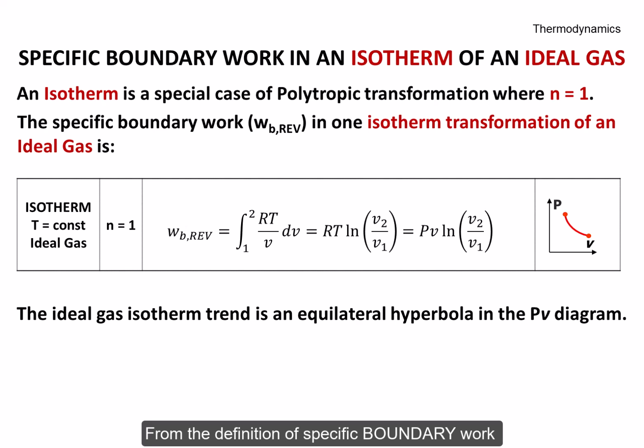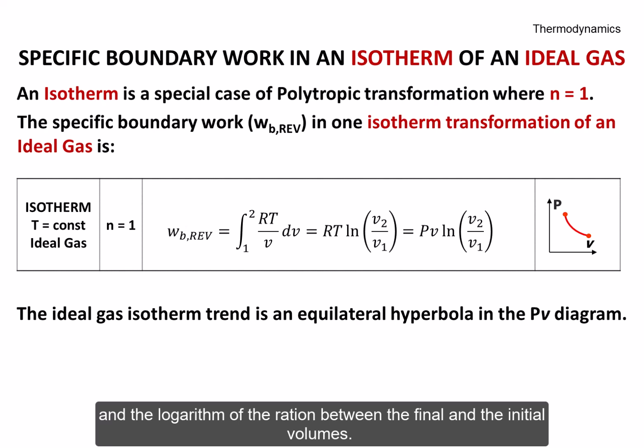From the definition of specific boundary work, and by using the relation P times V is constant, the boundary work in an isotherm transformation depends on the constant product P times V or R times T and the logarithm of the ratio between the final and initial volumes.